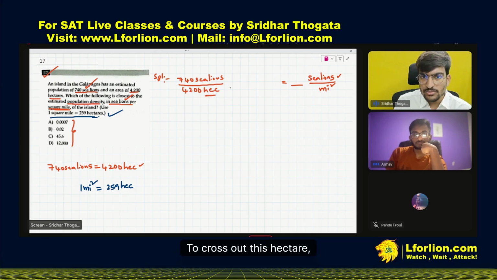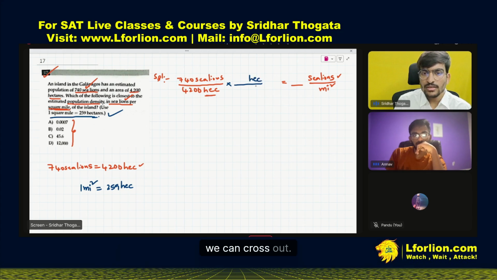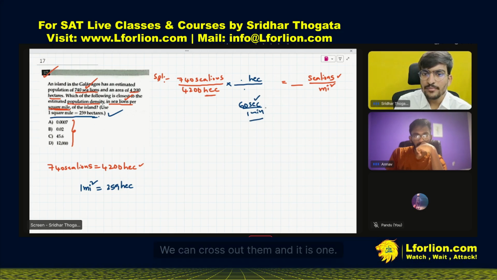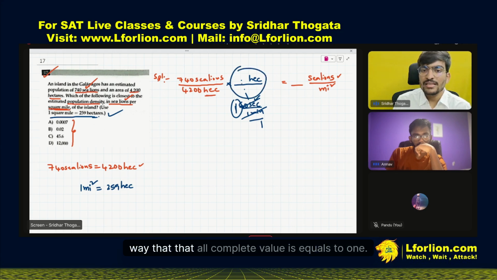To cross out this hectare, we have to write hectare in the numerator so that we can cross it out. We need to write it in such a way that this complete thing is equal to 1. For example, 60 seconds per 1 minute: 1 minute and 60 seconds are both the same, so we can cross them out and it is 1. So you need to multiply with something such that the complete value equals 1.